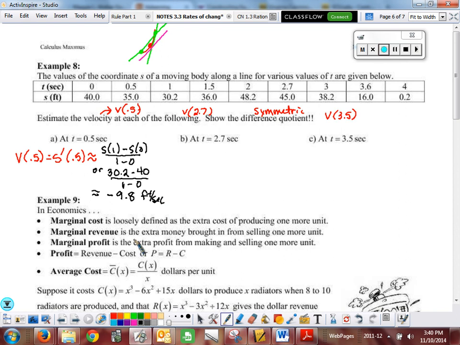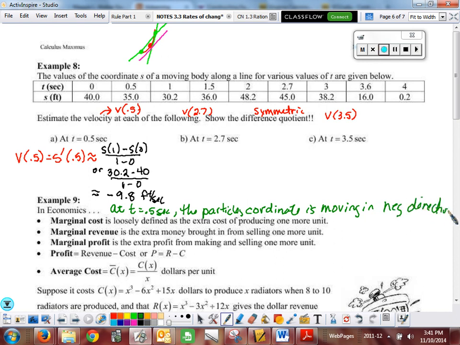Okay? If you are asked to interpret this, again, just kind of stressing the whole 5 parts of the interpretation, you would say at t equal to 0.5 seconds, the particle's coordinate is moving in the negative direction at 9.8 feet per second. Notice that I didn't say increasing or decreasing here, or left or right or up or down, because I didn't really know where the line was going.